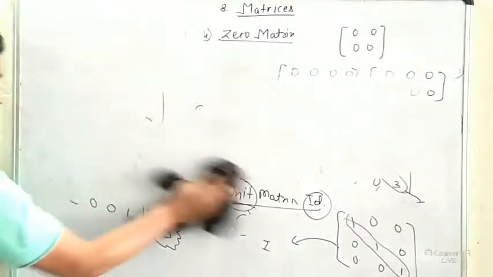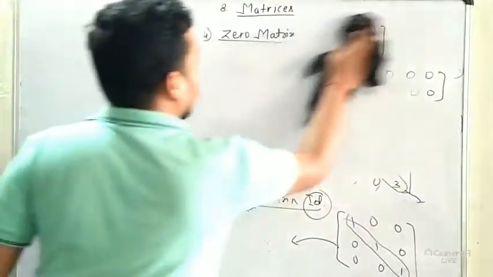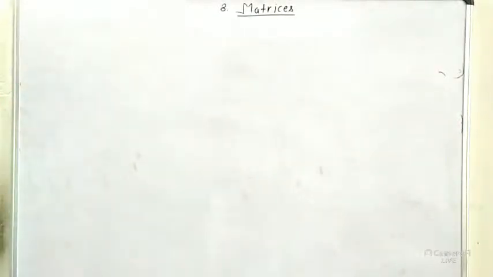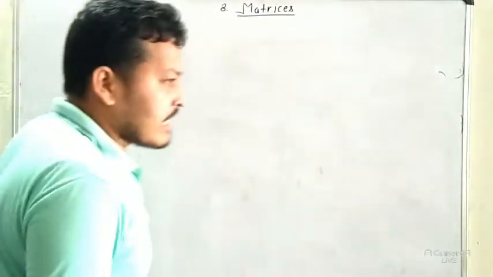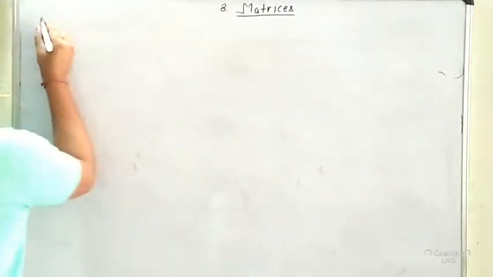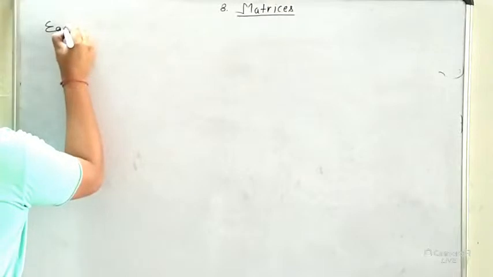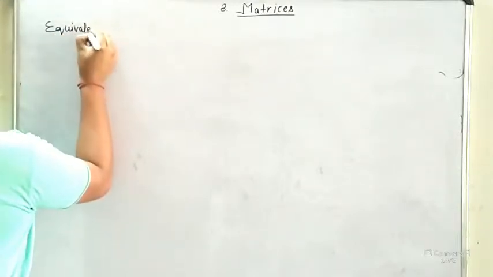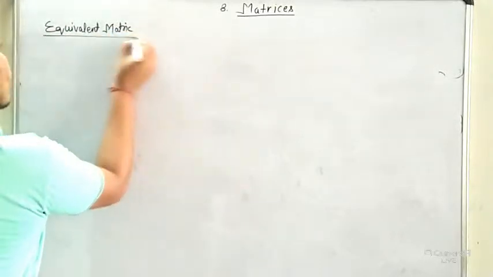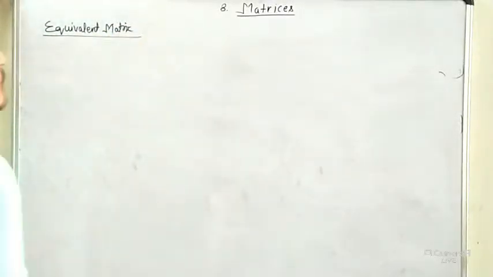Next is the equivalent matrix. This is the introductory lecture on matrices. I hope you understand the basic things of the matrix. Next, equivalent matrix. What is the case of equivalent?